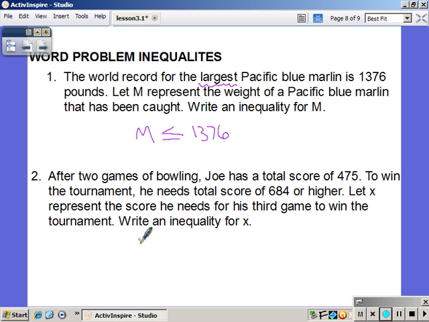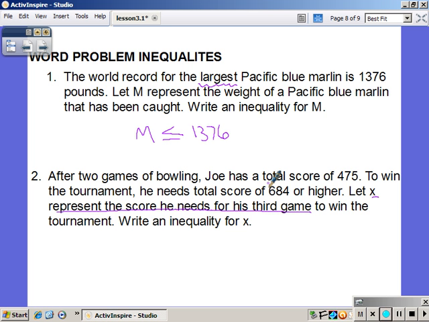For number 2, after 2 games of bowling, Joe has a total score of 475. To win, he needs a total score of 684 or higher. Let x represent the score he needs for his 3rd game to win the tournament. So we want an inequality for x. Well, how are we going to use x, which is going to represent the score he needs in his 3rd game?